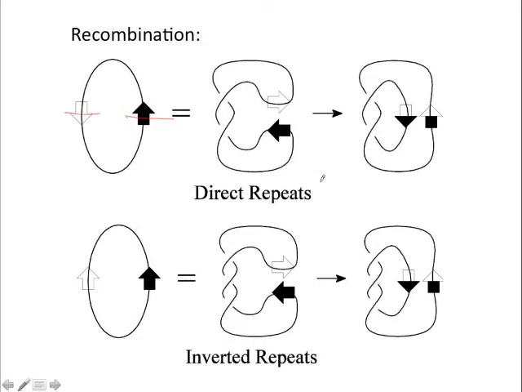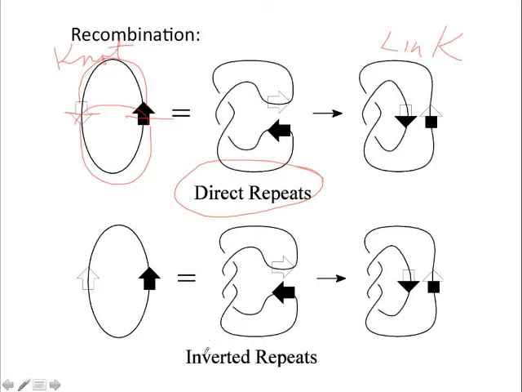If these sites are oriented in direct repeats, so head to tail, then when we cut and rejoin, we will change the number of components and go from a knot to a link.